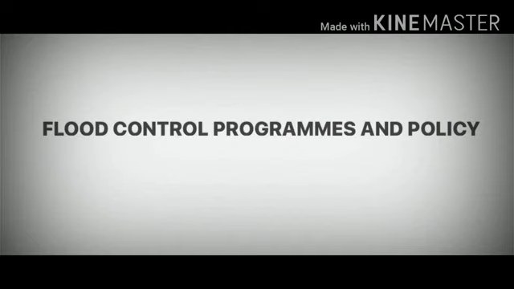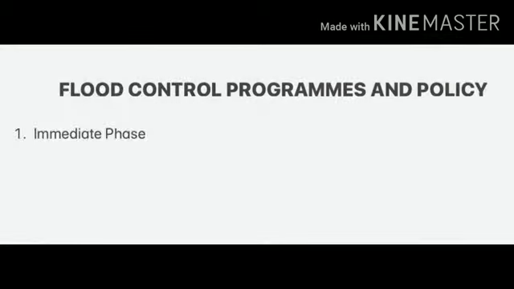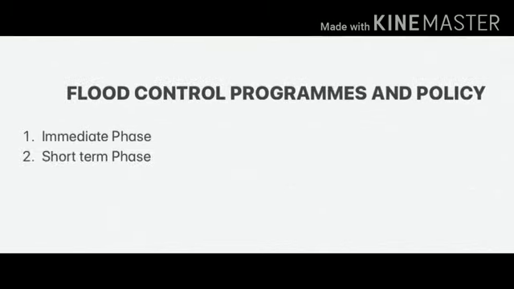Next, let us talk about the flood control programs and policy. After devastating floods in 1954, the Government of India announced a National Flood Management Program. The program was divided into three phases. The first phase is the immediate phase, extending over a period of 2 years, was adopted for intensive collection of data and execution of emergent flood protection measures. Next, the short-term measure covering the next 4 to 5 years included construction of spurs and embankments at selected sites.